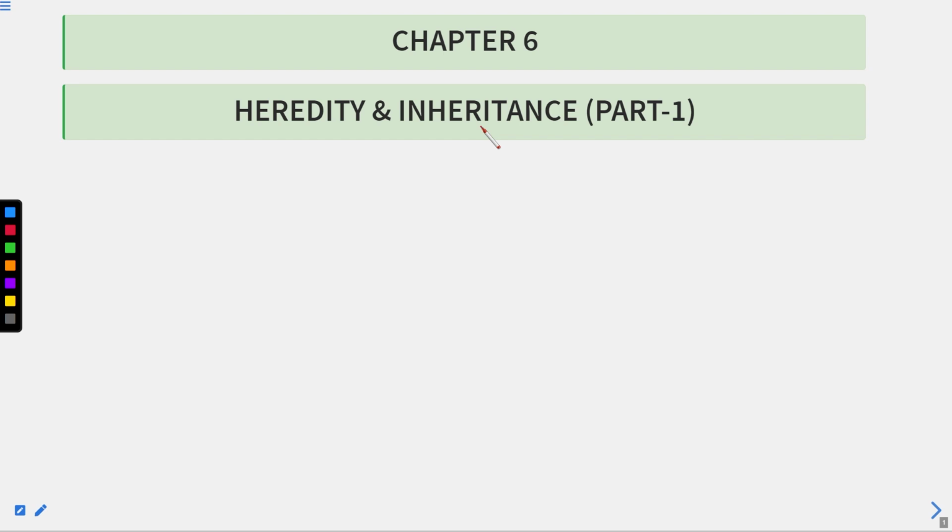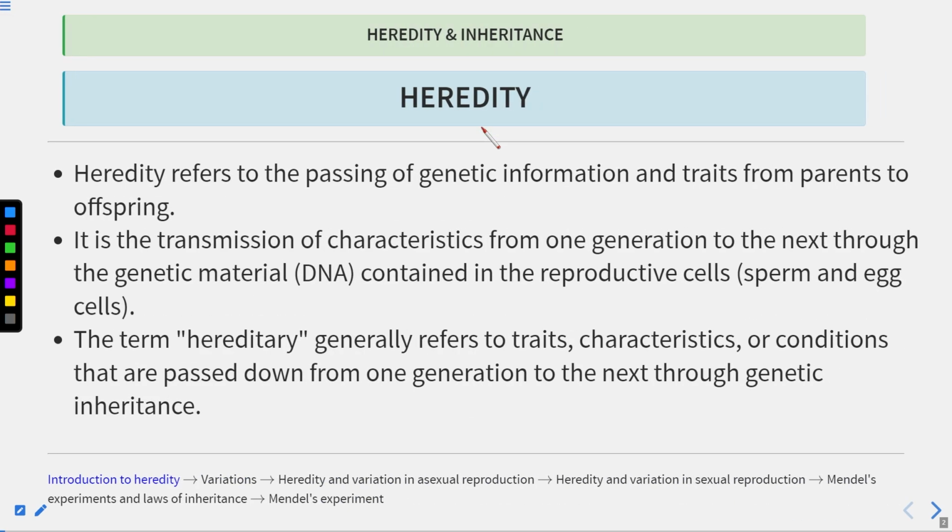Alright, so in this lecture I will introduce you to the terms heredity as well as inheritance, and then we'll study about variation. We'll understand what variation is and what the causes of variation are. Clear? And then we'll talk about heredity and inheritance during asexual as well as sexual reproduction. Clear? So let's start with the lecture. So let's talk about heredity first.